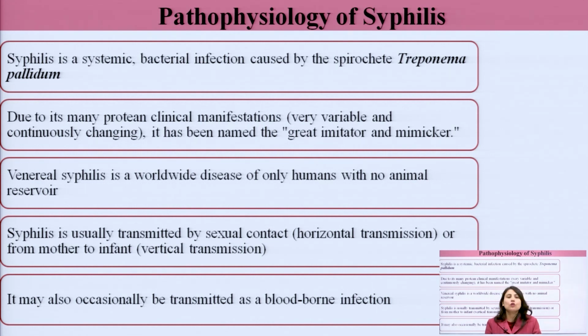The term horizontal transmission refers to sexual contact from the infected person to a non-infected person. Vertical transmission occurs from a mother to infant while delivering a baby or while breastfeeding. So this is vertical transmission from mother to child. These are the two major modes of transmission of syphilis. It may also occasionally be transmitted as a blood-borne infection during blood transfusion, sharing of blood products, or sharing of needles or parenteral injections. It can also occur by that mode.